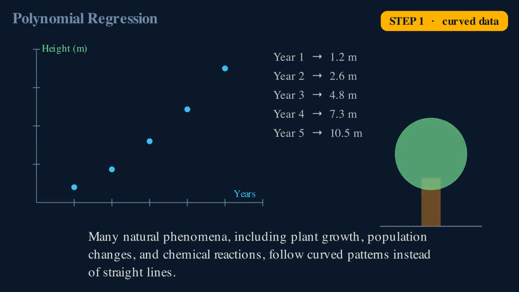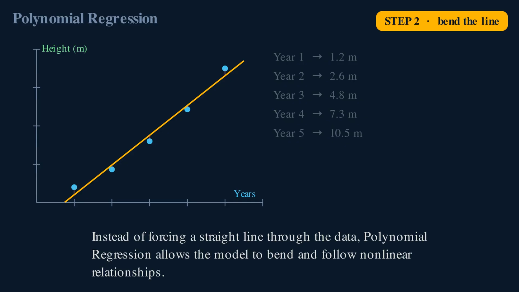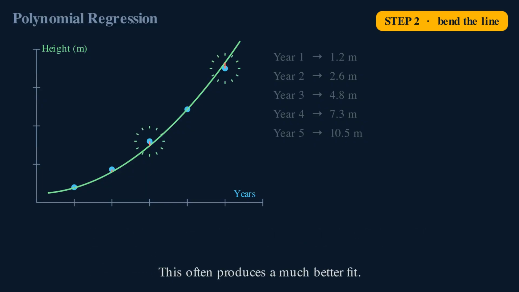Each year the tree grows faster than the year before. Many natural phenomena, including plant growth, population changes, and chemical reactions, follow curved patterns instead of straight lines. Instead of forcing a straight line through the data, polynomial regression allows the model to bend and follow nonlinear relationships. This often produces a much better fit.